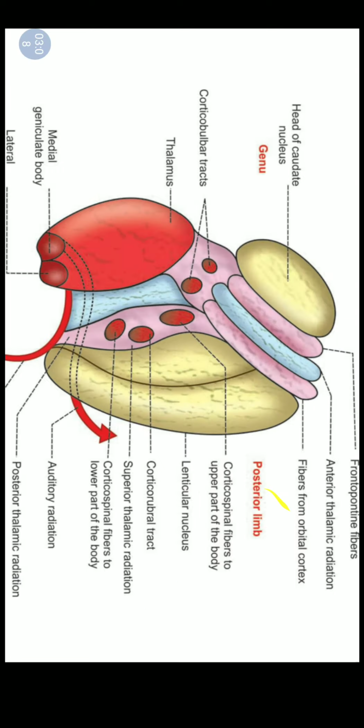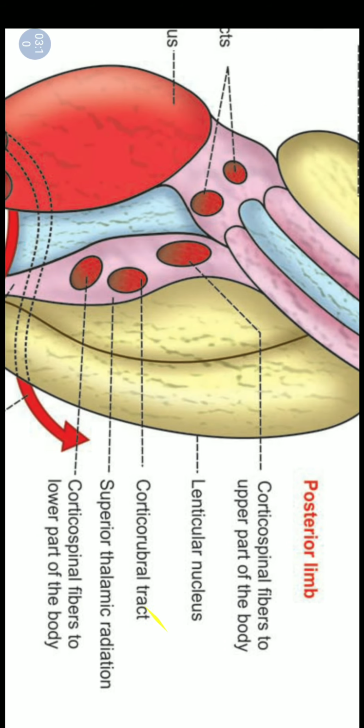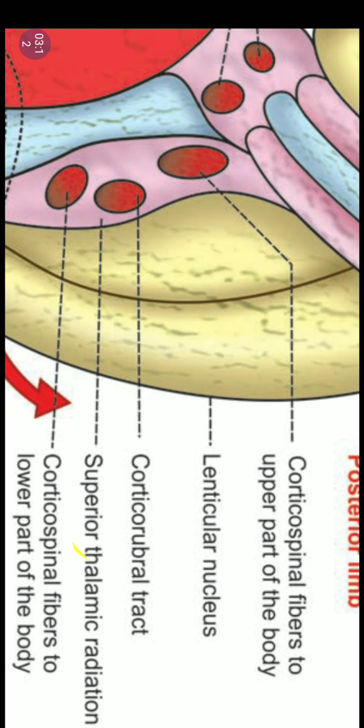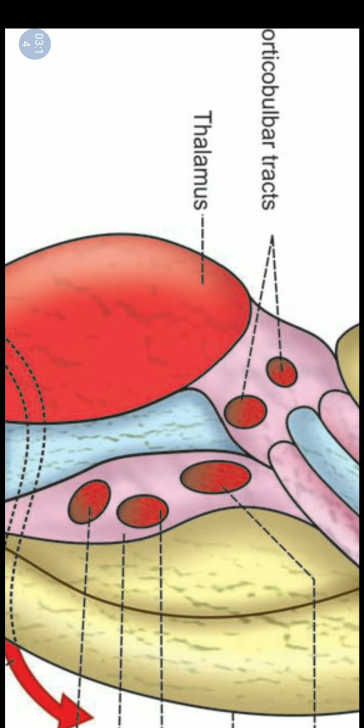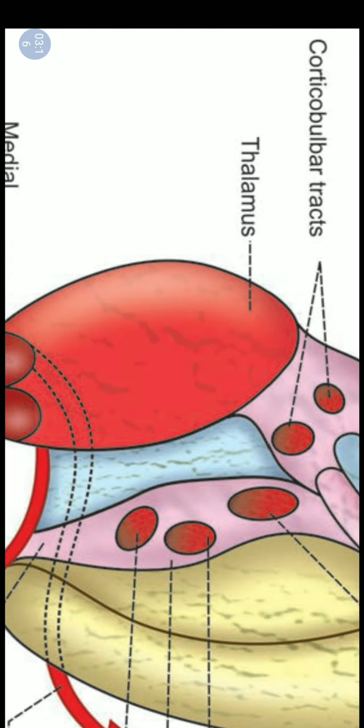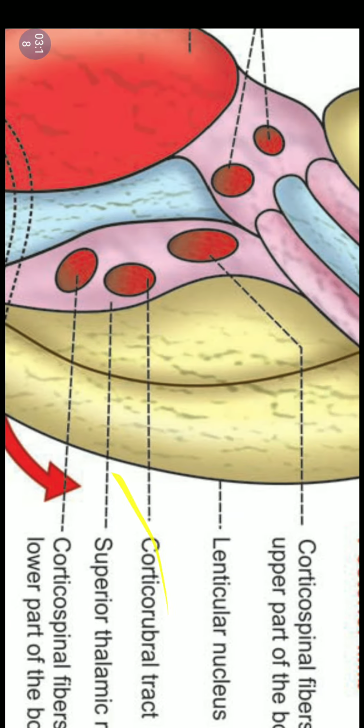Then the posterior limb is long and it is situated between the thalamus and lenticular nucleus. Here you can see this is the posterior limb. This one is the lenticular nucleus and this one is the thalamus. So the posterior limb lies between the thalamus and lenticular nucleus.